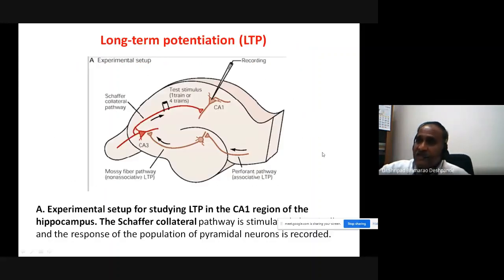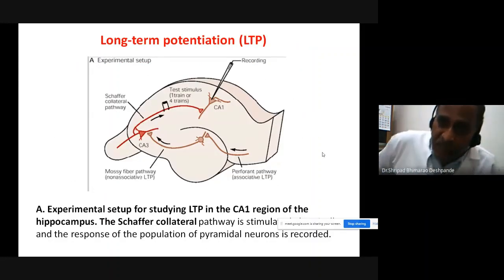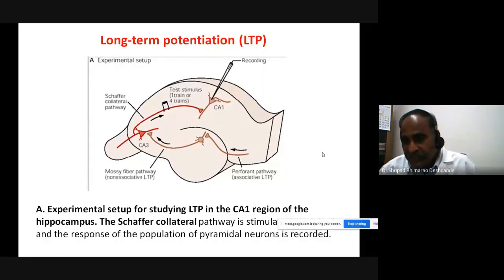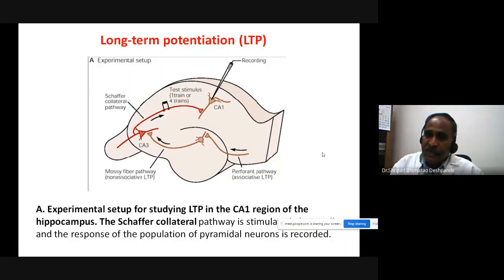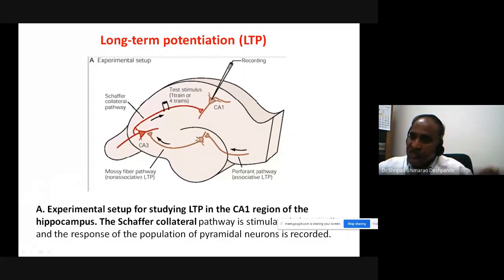Now we move further. This is one of the experiments for long-term potentiation. I've taken it from Kandel's textbook of neuroscience. This is one of the classical experiments from hippocampal slices. I will not go into the details of the hippocampal slice. This is the recording electrode placed in the CA1 region. In the hippocampal slice, we have the CA1 region, CA2 region, and CA3 region. The pyramidal cell here in the CA1 region has been impaled, and we have placed a recording electrode surrounding that.